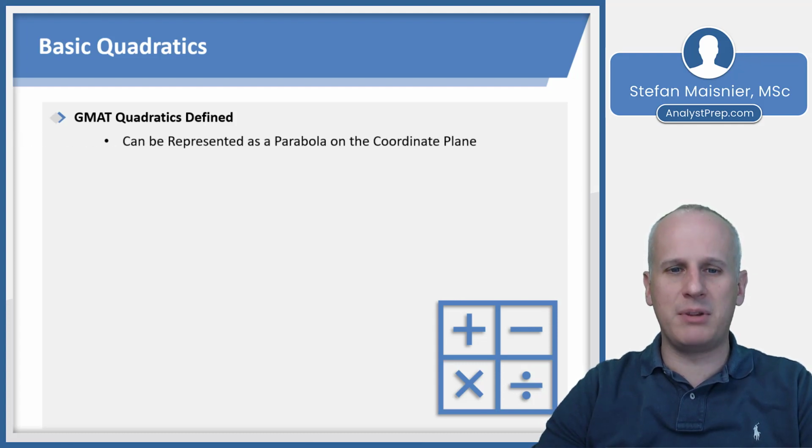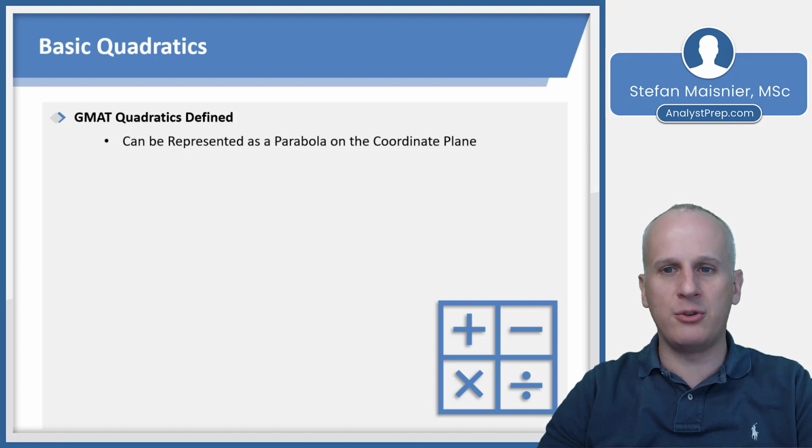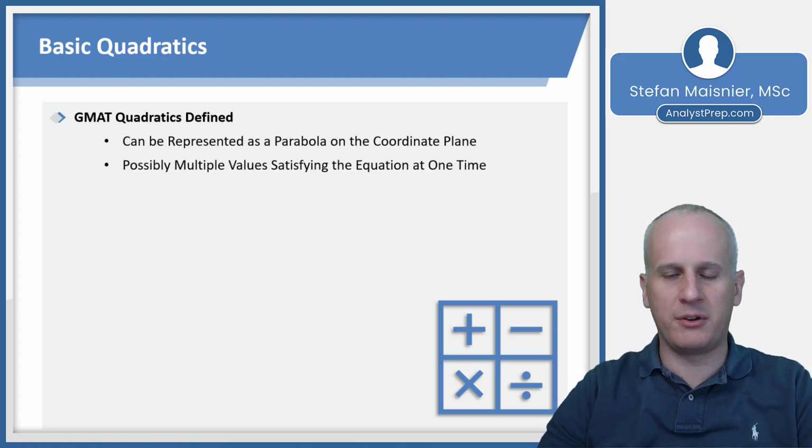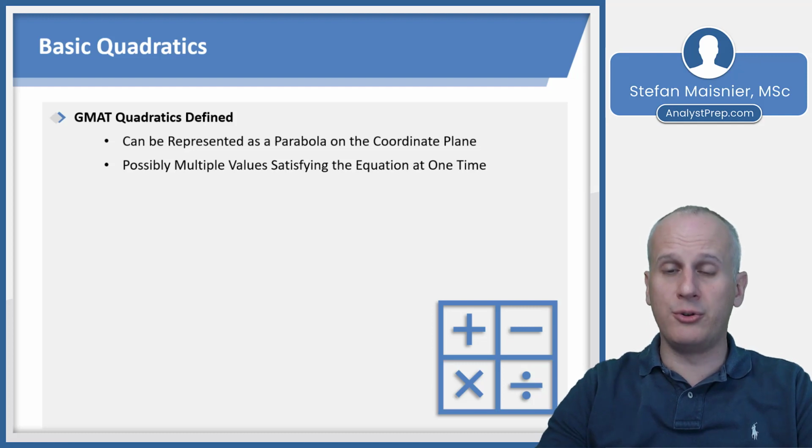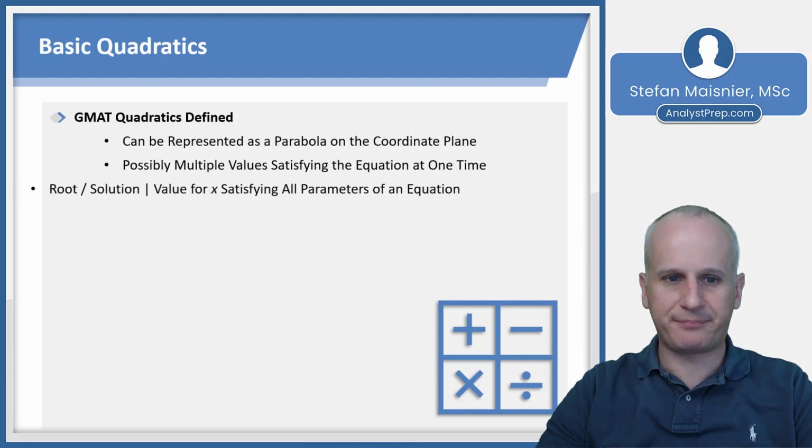It's something that can be represented as a parabola, and it's a function, on the coordinate plane. Now, again, there is no geometry on the GMAT Focus, but this is to say that there is more than one value that can satisfy the formula or the function. So you could have multiple values satisfying the equation at one time, like the square root of 64 could be positive 8 or negative 8.